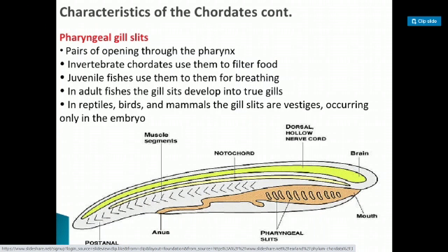Invertebrate chordates use them to filter the food. Juvenile fishes use them for breathing purposes. In adult fishes, the gill slits develop into true gills, while in the reptiles, birds, and mammals, the gill slits are vestigial, occurring only in the embryo.